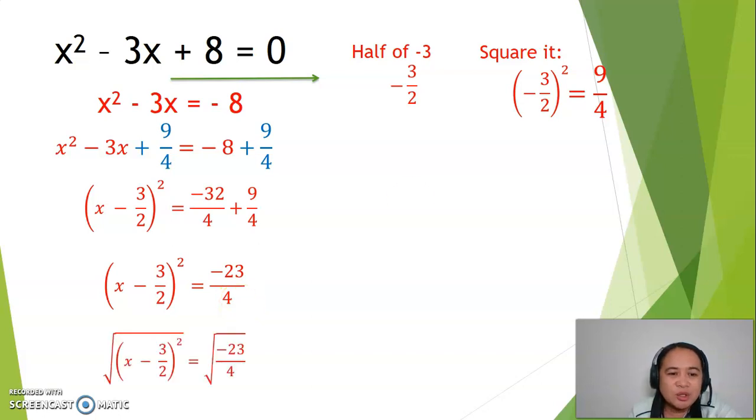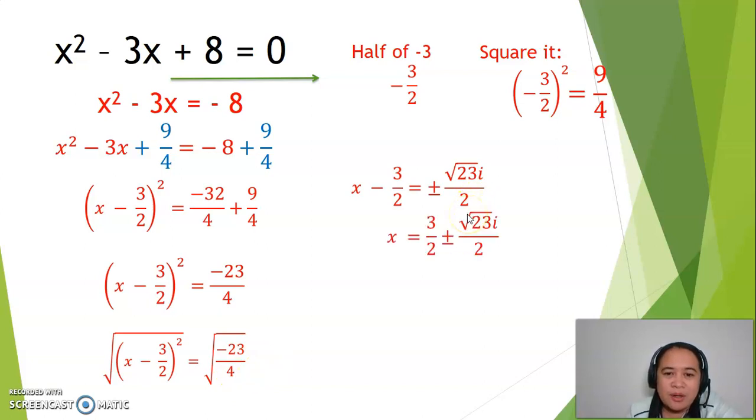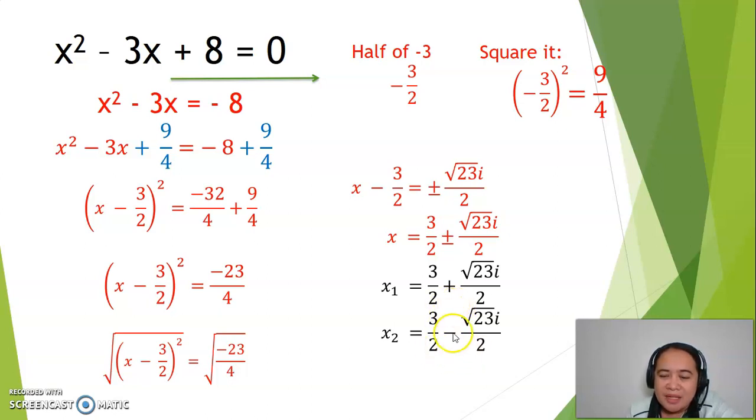Next step, get the square root of both sides. You cancel the radical sign and 2. You will get x minus 3 over 2 is equal to plus and minus. Take note, negative 23 is negative. So square root of that is plus and minus square root of 23i. And the square root of 4 is 2. So therefore, transfer negative 3/2 to the other side. You will get 3/2 plus and minus square root of 23i over 2. So the first root would be 3/2 plus square root of 23i over 2. And the second root is 3/2 minus square root of 23i over 2.